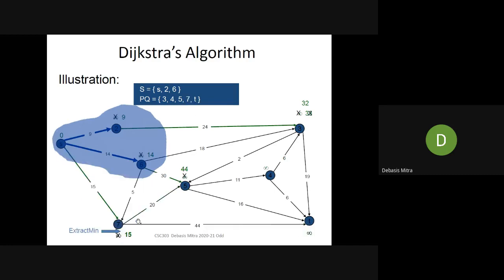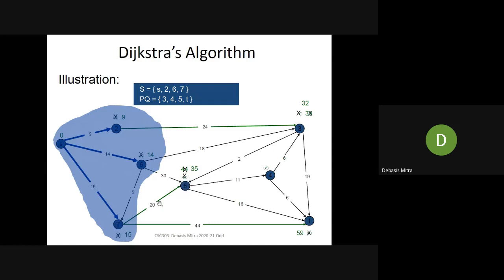So when we include 7, who are the adjacent of 7? Only t and 5, these two. So now let's see what was the earlier weight of 5? 44. Now through this path, 20 plus 15, 35. So it will be updated, and this will also be updated because it was earlier infinity. Now it will be 44 plus 15, that is 59.